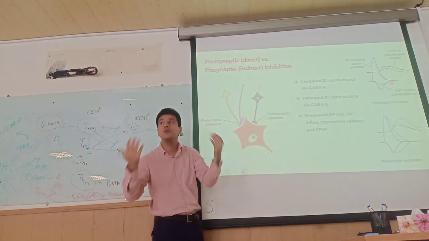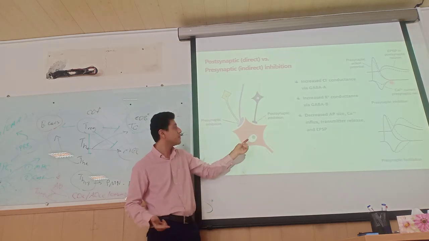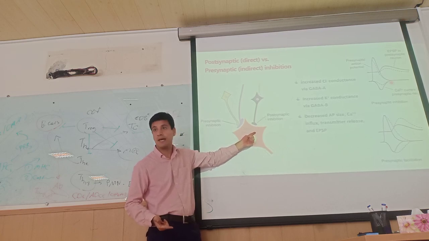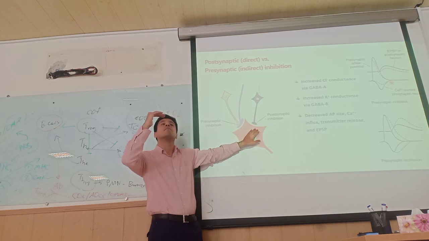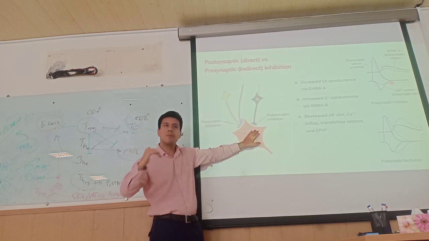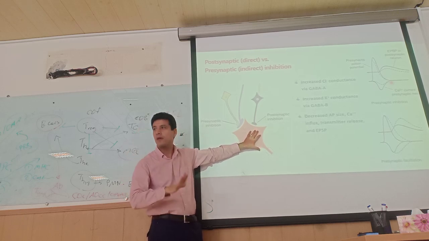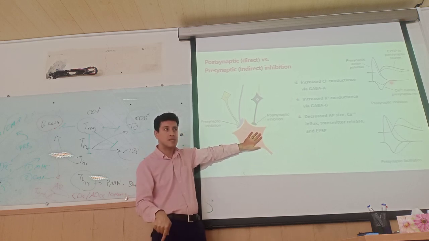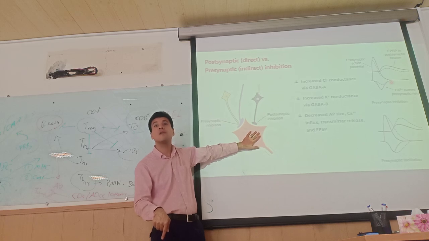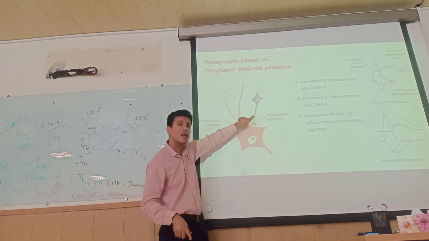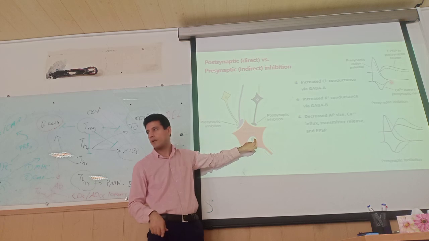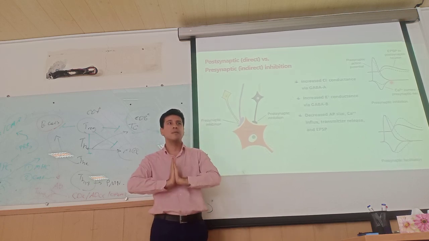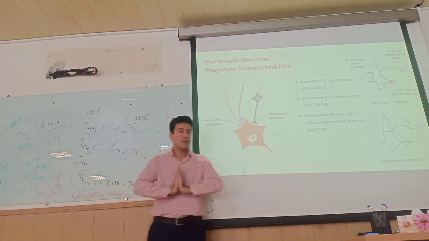IPSP. Where do we have IPSP? In the postsynaptic cell, right? So, membrane potential goes away from the threshold, it's inhibited. The probability of having action potential in this cell decreases. The cell is inhibited. We call this direct inhibition. This cell directly inhibited this one. It released neurotransmitters directly onto the postsynaptic neuron, right?